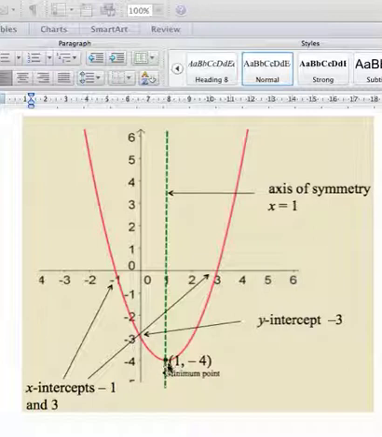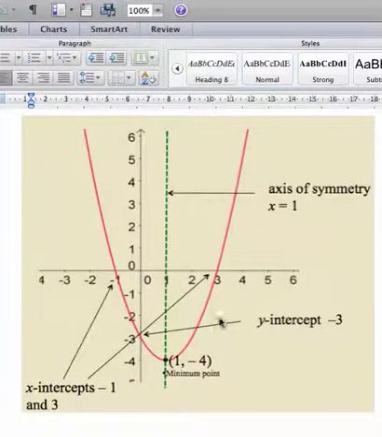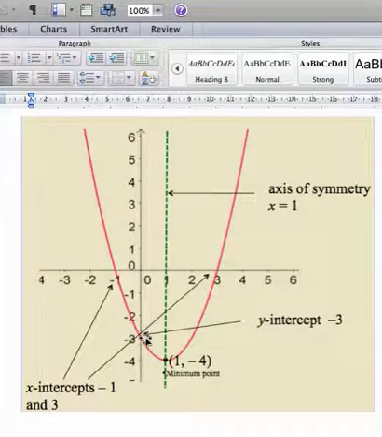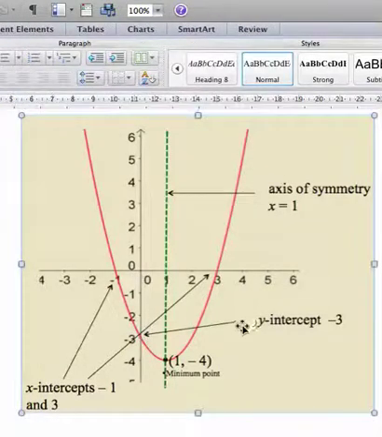So if you can see here, there's a turning point. In this case, it's a minimum turning point because we're going downwards. Every parabola must have that. Parabolas must also have a y-intercept. So here's the y-intercept. In this diagram, it's telling us the y-intercept is 3, okay?